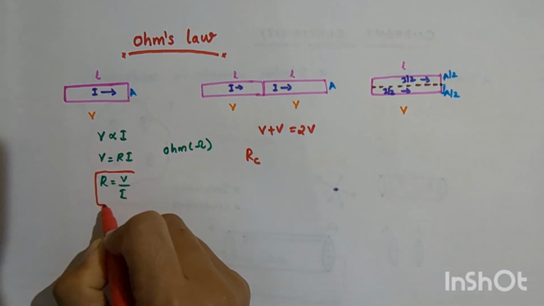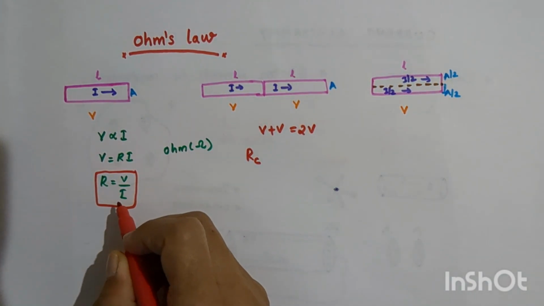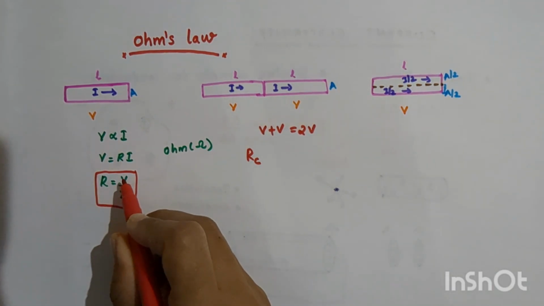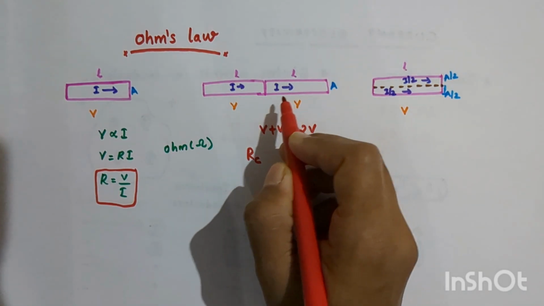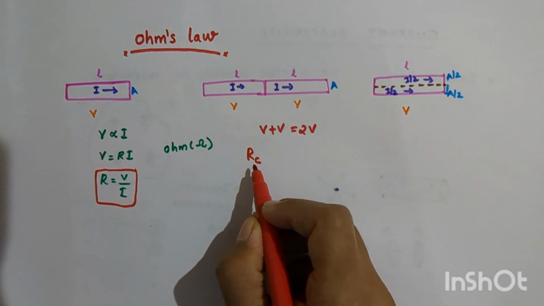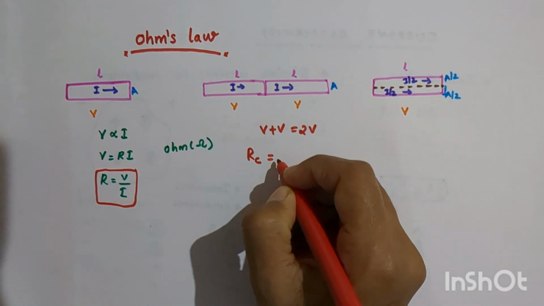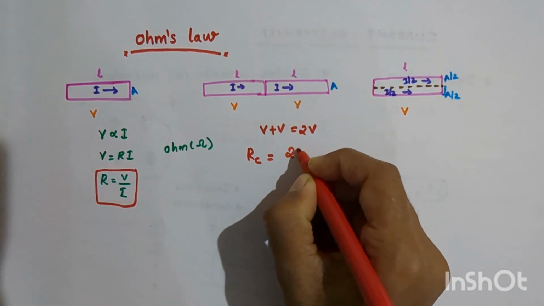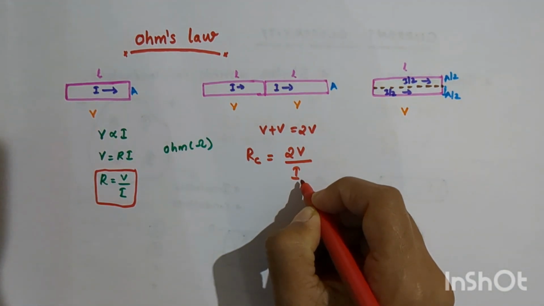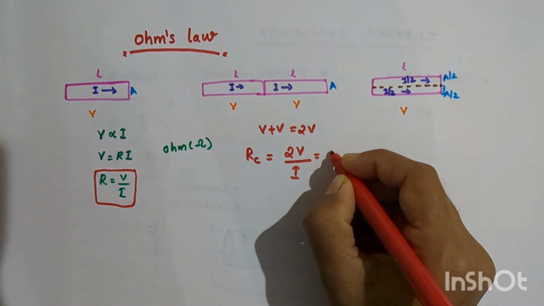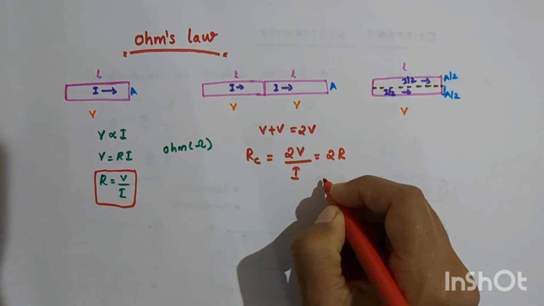When there was only one conducting slab, its resistance R was equal to V by I. Now we have two identical conducting slabs connected end to end. So the resistance of their combination RC will be equal to the potential difference across it, which is 2V, divided by the current, which is I. What is V by I? It is R, so we can write it as 2R.